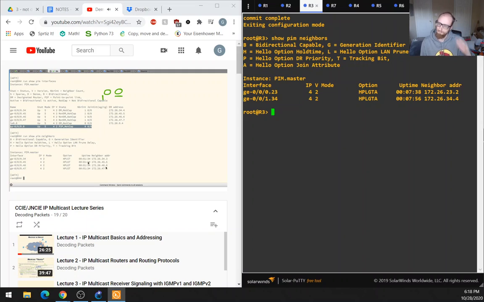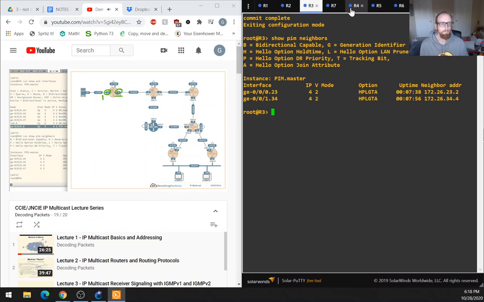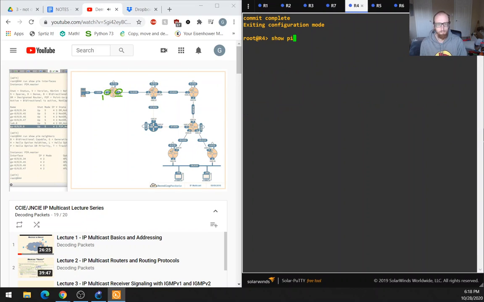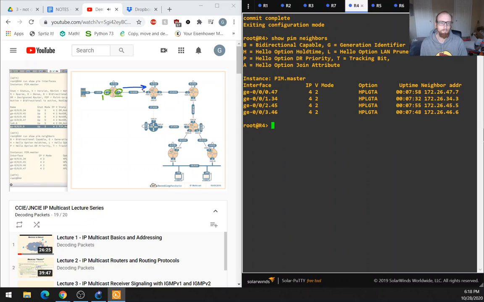What happens here is that once PIM is enabled on an interface, that interface will begin the hello neighbor discovery process by sending hello messages out to its neighbor. And each router should also receive those messages from the neighbor that should have been enabled. So let's go ahead and take a look at these messages.